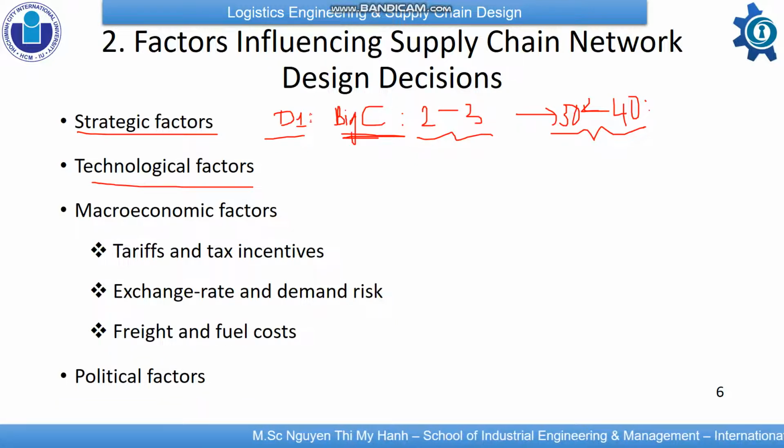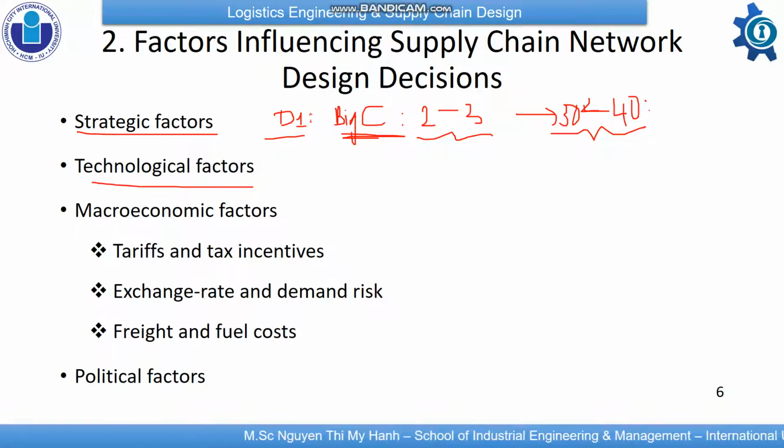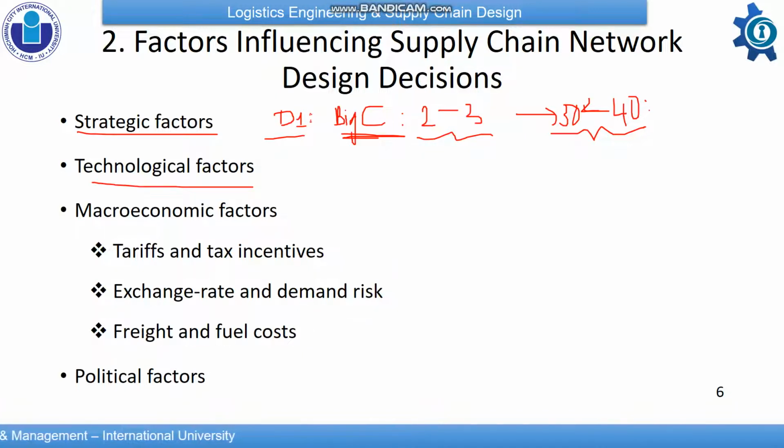However, if the facilities have lower fixed cost, companies will prefer locating many local facilities because it helps lower the transportation cost. For example, the bottling plants for Coca-Cola do not have high fixed cost, so Coca-Cola prefers setting up many bottling plants around the world so they can reduce their transportation cost.